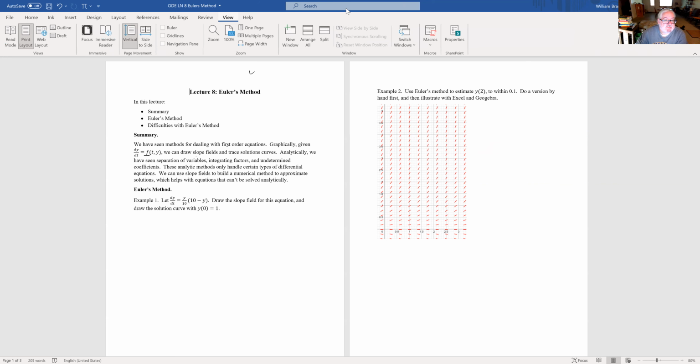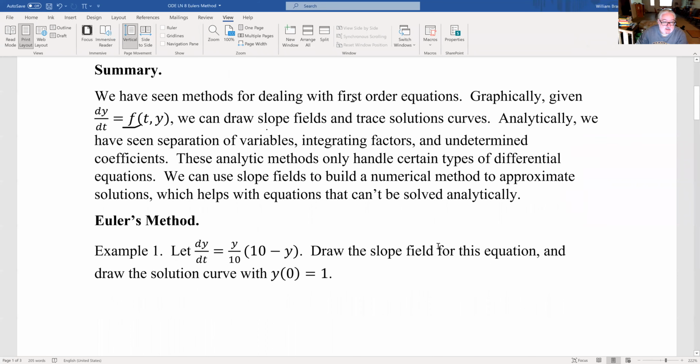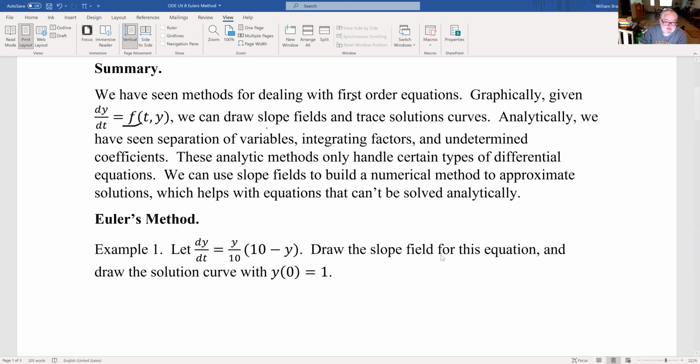Analytically, let me change the view on this so I can actually see what I'm doing. There we go. Analytically, you can do separation of variables. We haven't seen integrating factors or undetermined coefficients. Oh yeah, we saw those last week. And then these analytic methods handle certain types of differential equations.